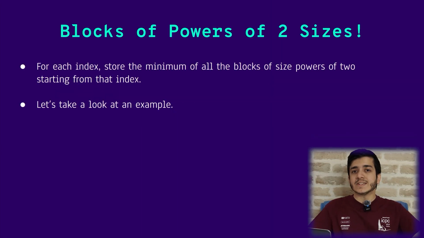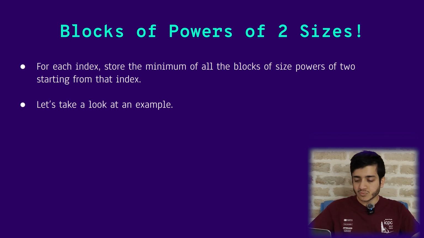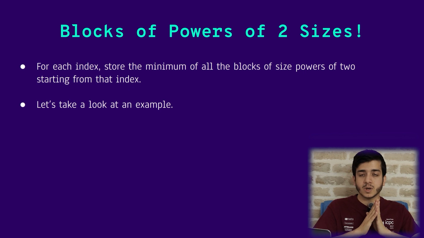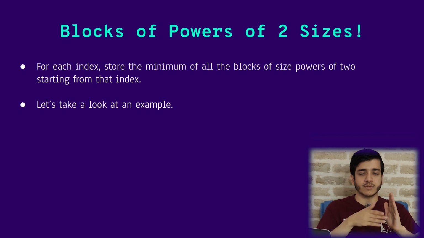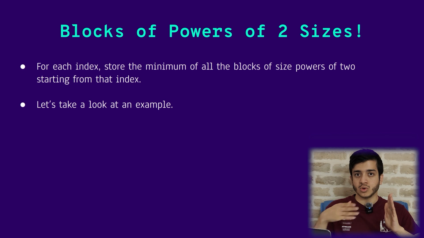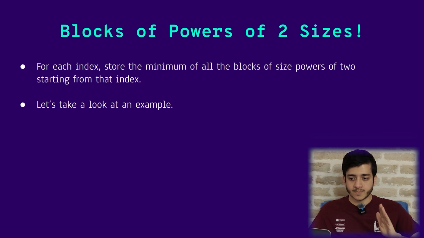Okay, the answer is using blocks of powers of 2 sizes, like having blocks of size 1, 2, 4, 8, and 16, and so on. So to say it formally, for each index, we will keep the minimum of all blocks of size powers of 2 starting from that index. So from i to i+1, i+2, i+4, and so on.